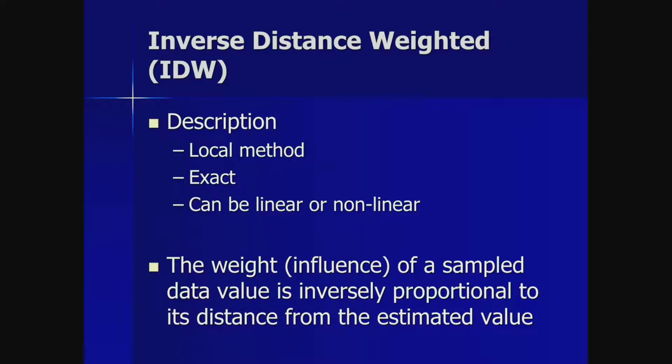All right, here's inverse distance weighting. This is an old, tried and true interpolation method. It's oftentimes the default interpolation method to compare other interpolation methods to. It's a local method. It is exact. It can be linear or nonlinear. There's actually an exponent that you can specify, and if you make it higher than 1, it will be nonlinear. If you make it 1, it'll be linear. So the weight of a sample data value is inversely proportional to its distance from the estimated value.